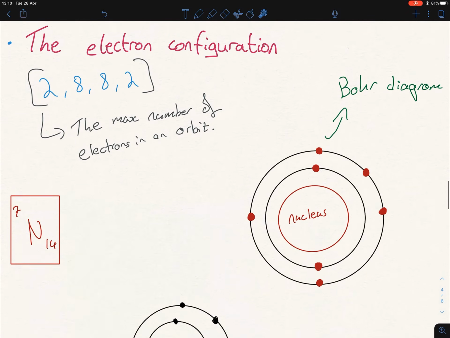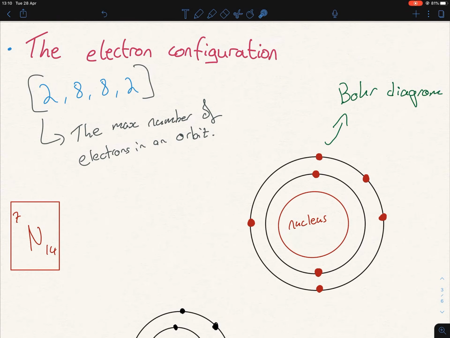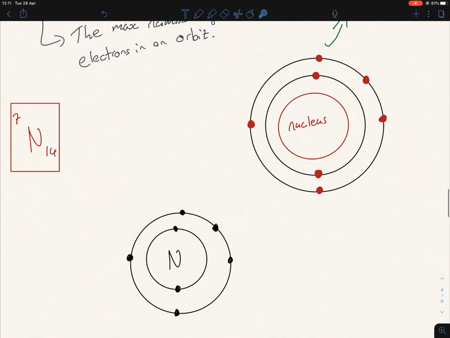The electron configuration ties in very much with the Bohr diagram in that it gives the max number of electrons in an orbit. The first orbit can only hold 2 electrons. The second orbit, 8 electrons. Third orbit, 8. And the final one, 2. Now, in reality, the final one can hold a lot more than 2, but because we only go as far as the first 20 elements, our max for junior cycle is going to be 2.